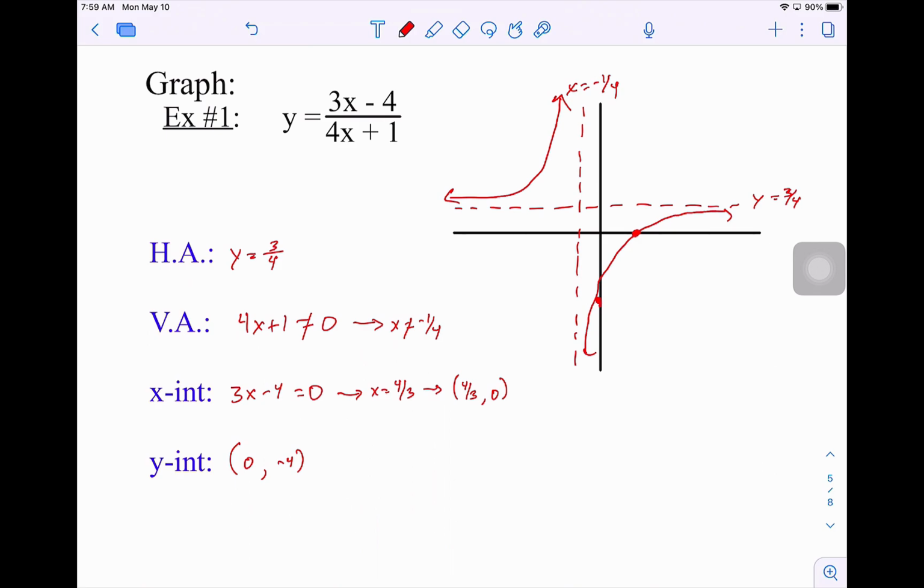These are the four main things I'm going to have you look at today: horizontal asymptote, vertical asymptote, x-intercept, y-intercept.